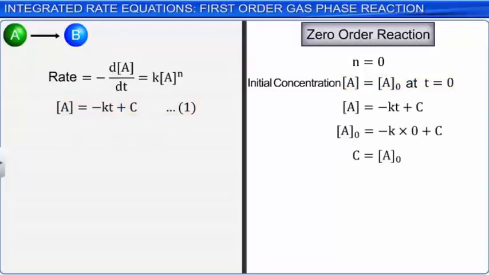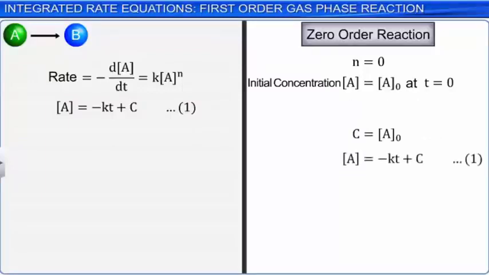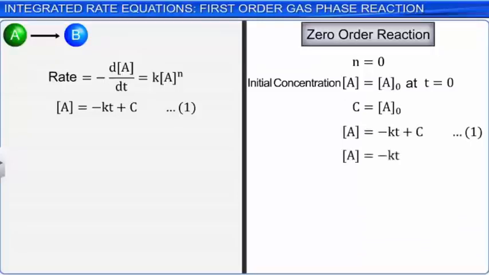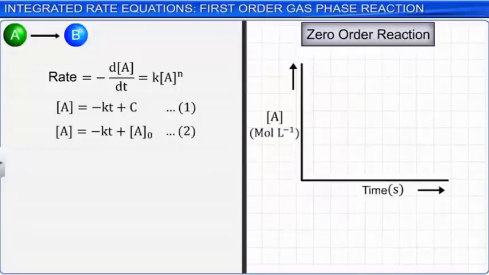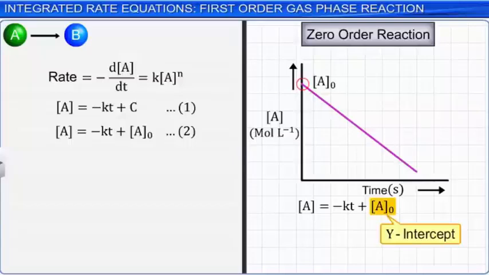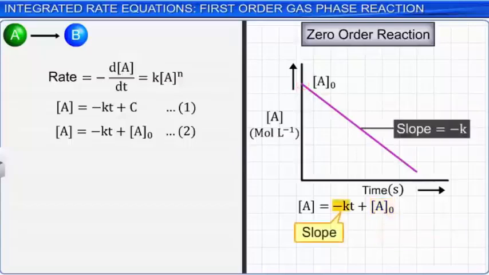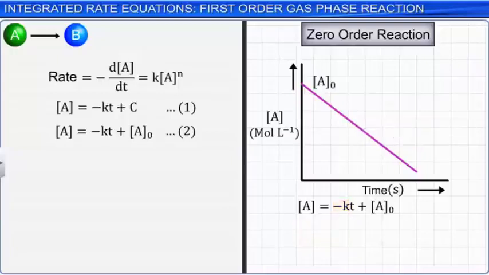Substituting this value of C in equation 1, we get concentration of A is equal to minus k into t plus concentration of A naught. Let this be equation 2. If we plot this equation on the concentration of A versus time graph, we get a straight line with the y-intercept as the concentration of A0 and slope minus k. We can calculate the value of k by rearranging equation 2. Therefore, k is equal to A0 minus A divided by t.